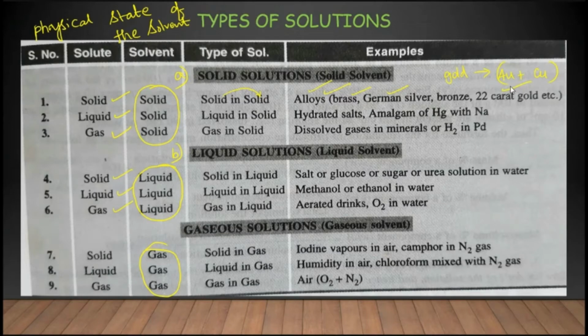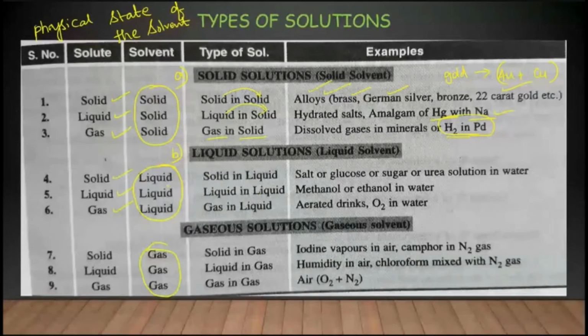Okay. Next, liquid in liquid, you have amalgams. An amalgam is a combination of mercury with sodium. It's an example of liquid in liquid. The third one is gas in solid. Hydrogen trapped in palladium is the best example of gas in solid.